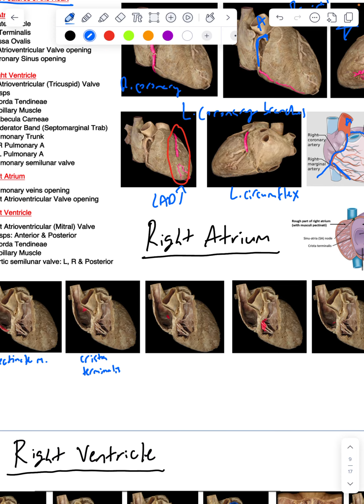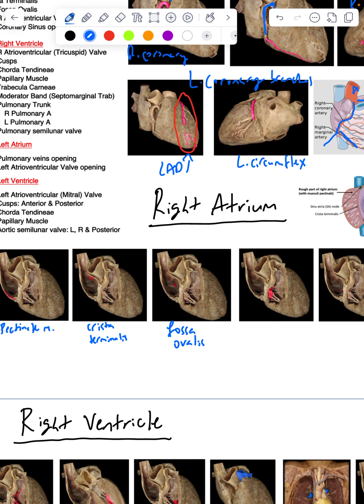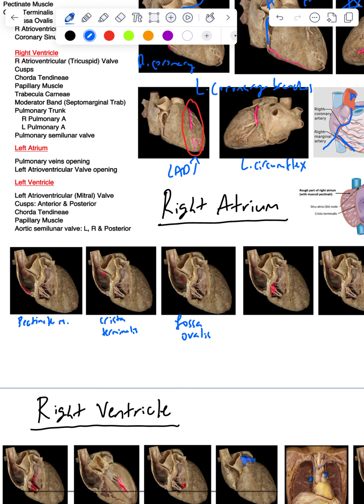Now, you have this thing here that's closed off. It's called a fossa ovalis. This used to be open before we started breathing because your lungs don't work properly until you take your first breath. So that used to be open so that blood can quickly go from your right atrium to your left atrium.